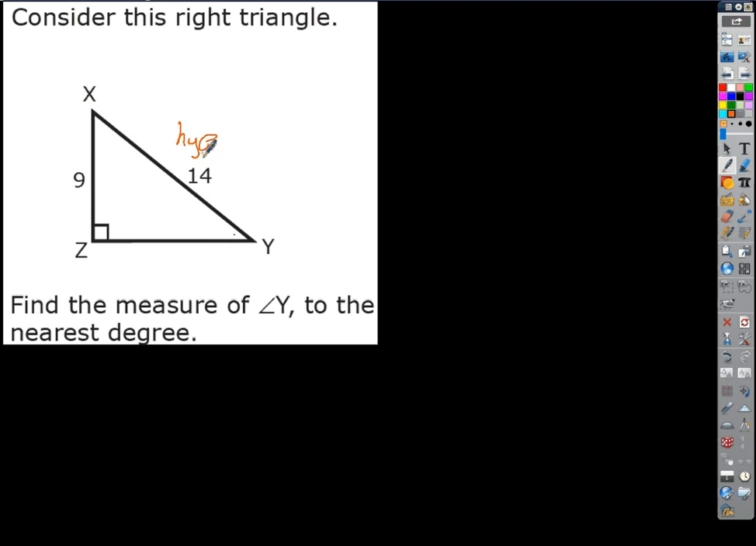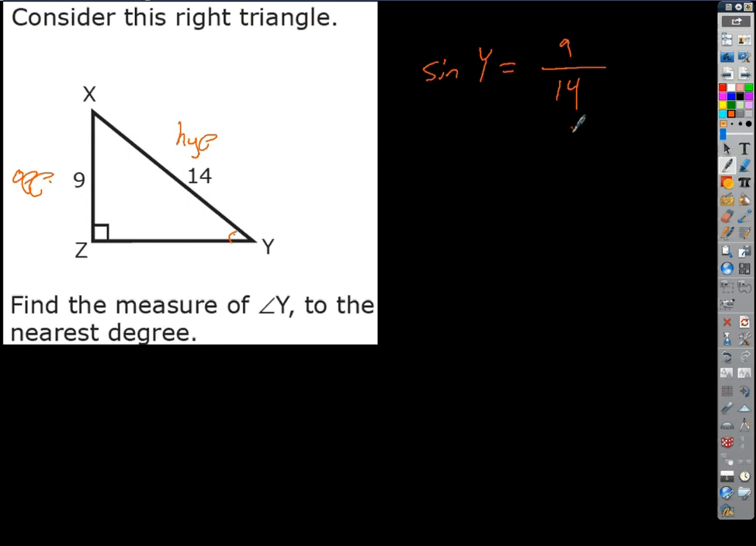What is this side right here from the perspective of y? Opposite. So what's going to be the SOHCAHTOA function that connects y to those two numbers? It's going to be sine, isn't it? Sine is SOH, S-O-H. Sine is opposite over hypotenuse. So that tells us sine of y equals 9 over 14. Okay, last step.